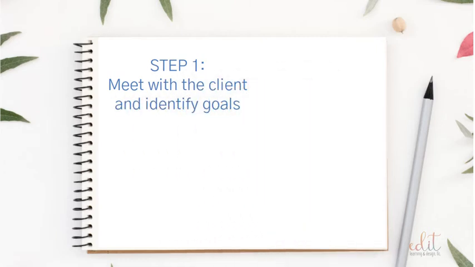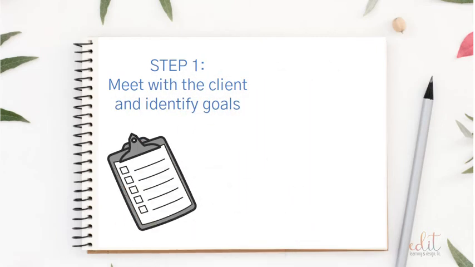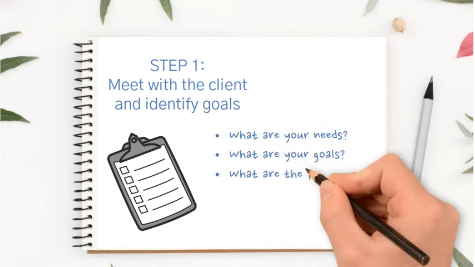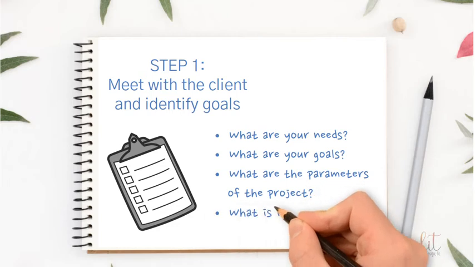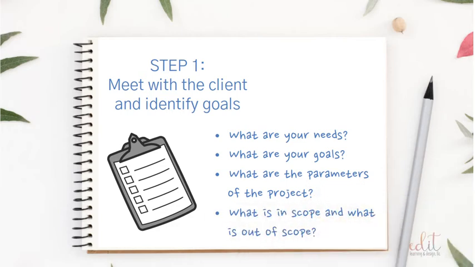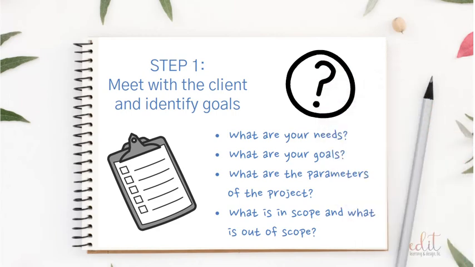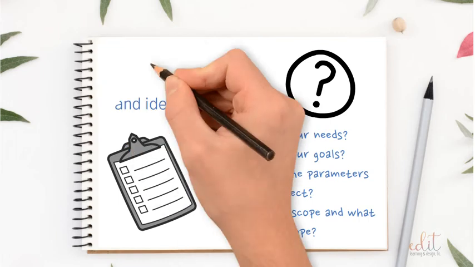This can be summarized as, what are your needs? What are your goals? What are the parameters of the project? What is in scope and what is out of scope? As a general rule, during this conversation, the designer is trying to determine what you are asking for help with and what you are trying to solve for.